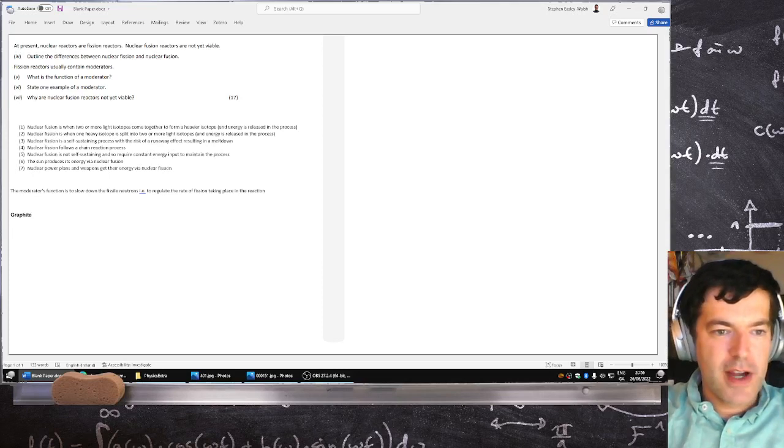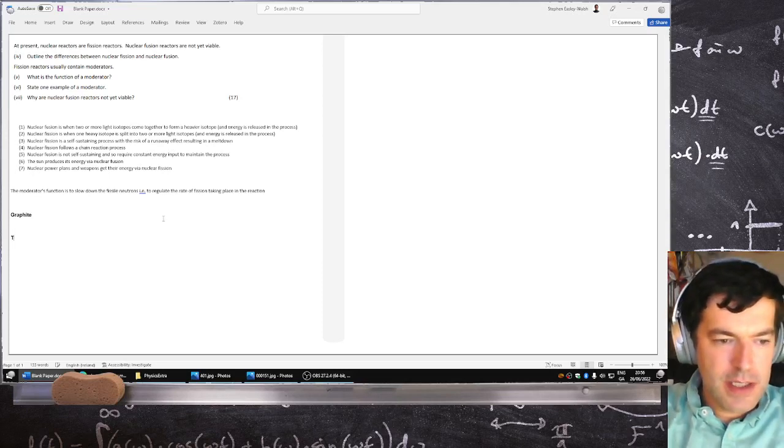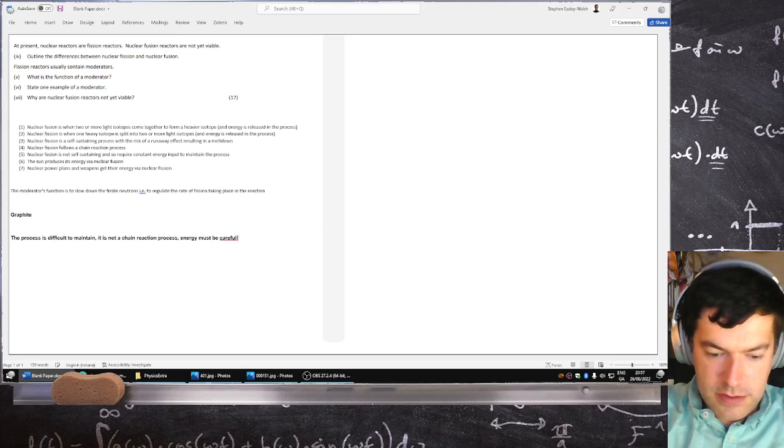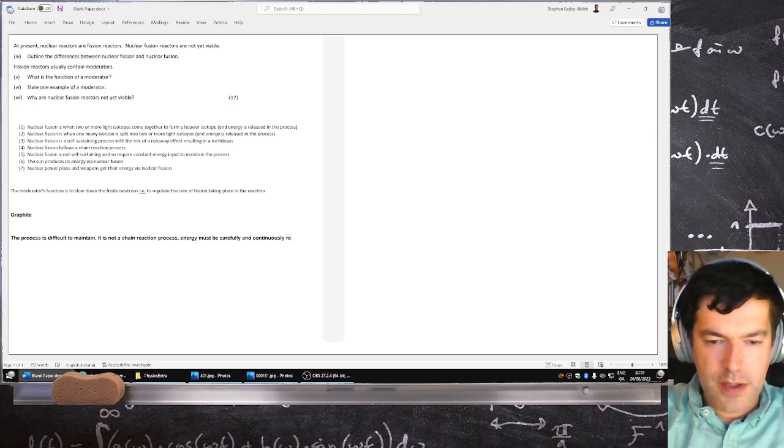Why are nuclear fusion reactors not yet viable? The process is difficult to maintain. It is not a chain reaction process. Energy must be carefully and continuously regulated and given to the system.